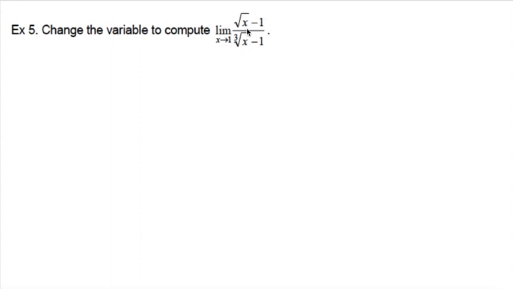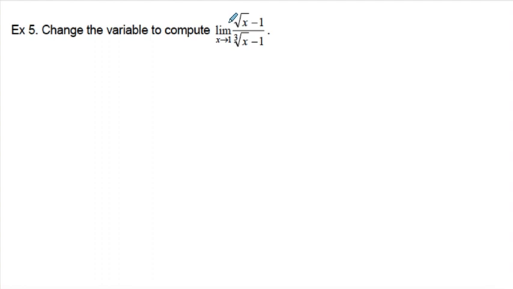And we also notice that we have radicals in both the numerator and the denominator, so multiplying by the conjugate probably won't work either. So we're going to try to change the variable. Instead of using the variable x, we're going to use a different variable like u. There's a few things that we need to think about here.